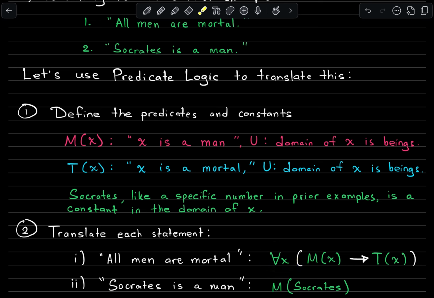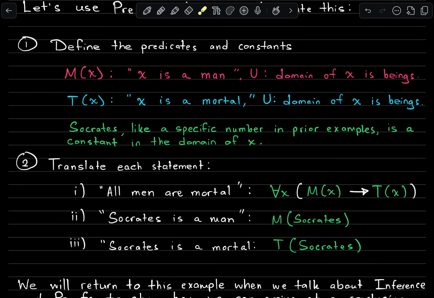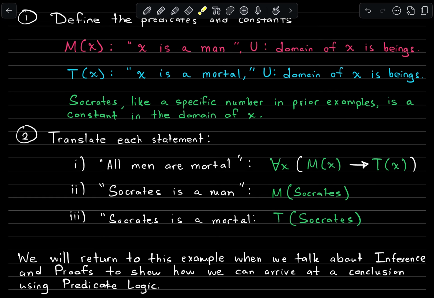The second sentence is Socrates is a man. So I didn't really use a letter here. I could have used something like that. But we can also just put in the entire word Socrates. M of Socrates just means Socrates is a man. Same thing for our third statement. Socrates is mortal. T of Socrates. So we're going to come back to this example when we talk about inferences and proofs later on to show how we can actually arrive at a conclusion using predicate logic and using these statements that we've now translated.